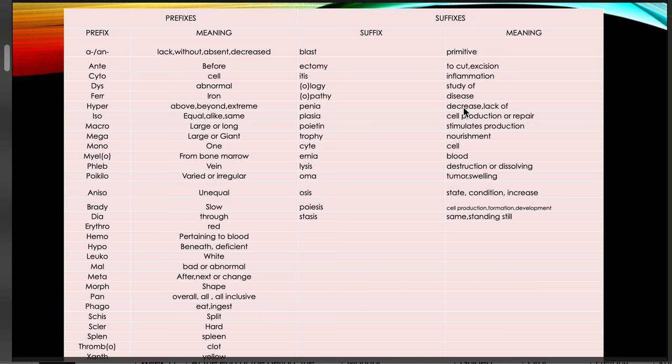Penia means decrease, lack of. Plasia means cell production or repair. Poietin means stimulates production. Trophy means nourishment. Cyte means cell. Emia means blood. Lysis means destruction or dissolving. Oma means tumor or swelling. Osis means state, condition, or increase. Poiesis means cell production, formation, or development. Stasis means standing still.